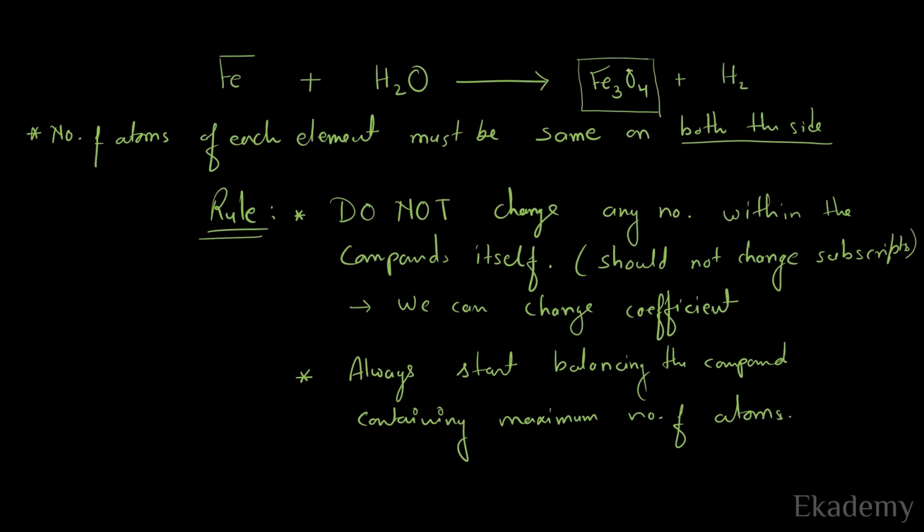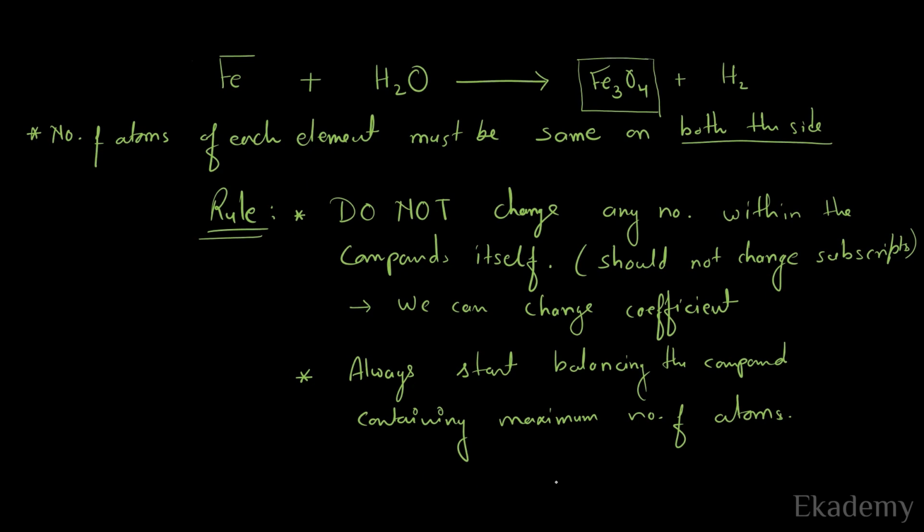So we will start balancing that compound which has got the maximum number of atoms, irrespective of the position of this compound. That compound with the maximum number of atoms can be towards the reactant side and it can also be towards the product side. But we will always start balancing that compound only, irrespective of its position. Right. So let us start balancing this using these two rules.